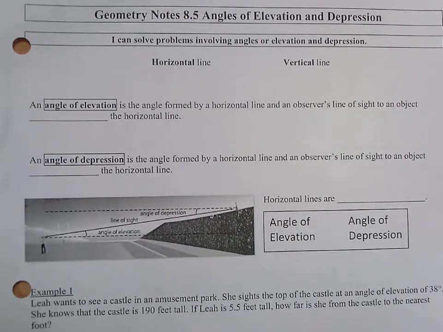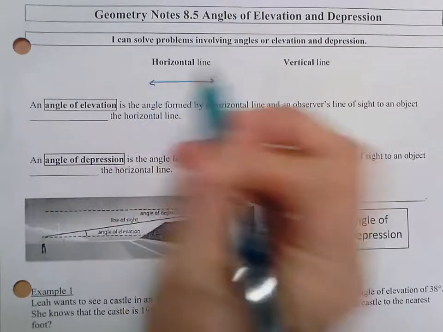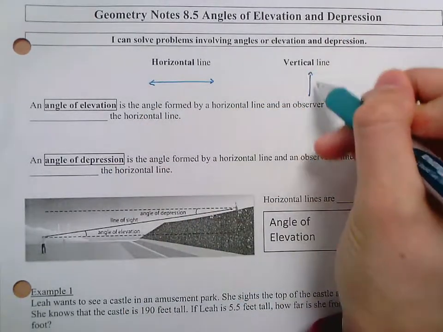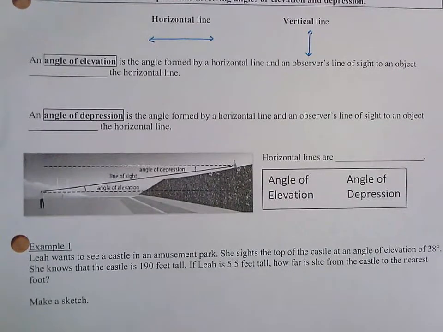What's a horizontal line look like, Katie? Yes, horizontal. Think horizon. Vertical. Okay? So, definitions: angle of elevation, angle of depression.